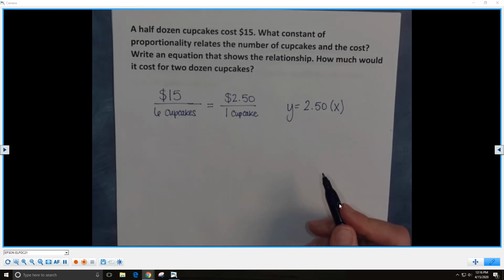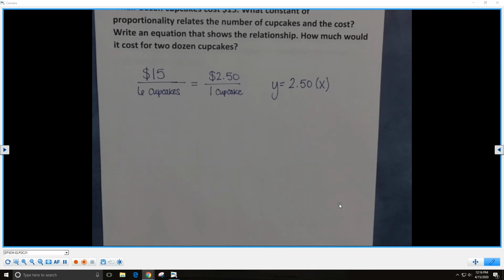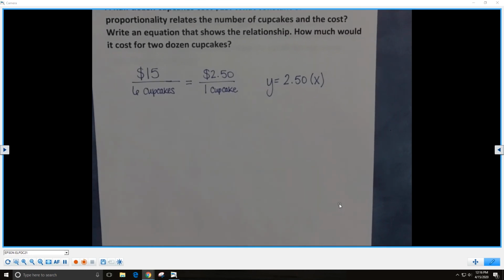Okay, so now that we have our constant of proportionality and we have our equation, the last part of the problem is to figure out how much it will cost to purchase 2 dozen cupcakes. How many cupcakes is 2 dozen? Yeah, it's 24. So if you haven't already, go ahead and finish the problem. I'll pause again just to make sure you've had an opportunity to work this one all the way out, and then we'll come back together and check.